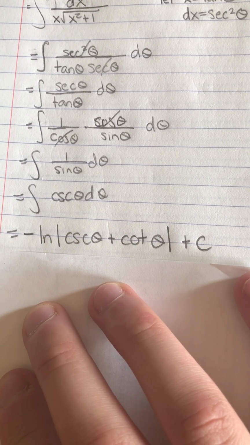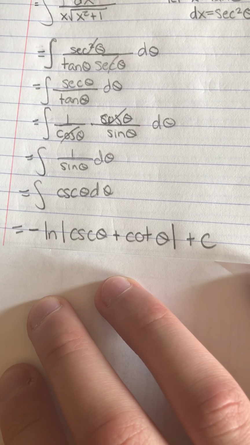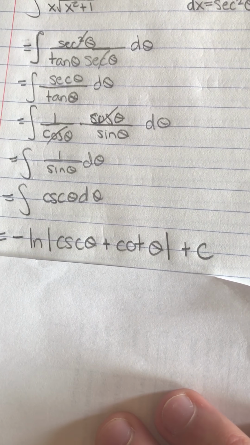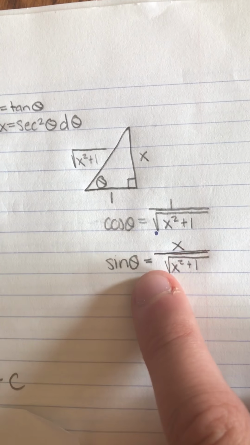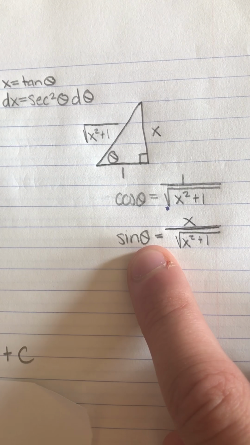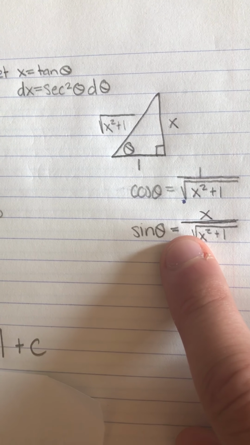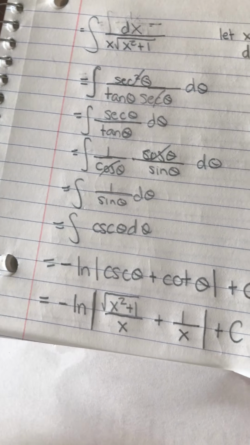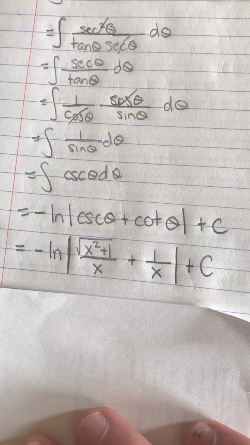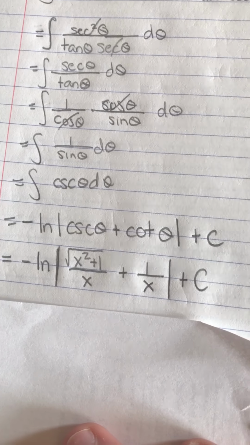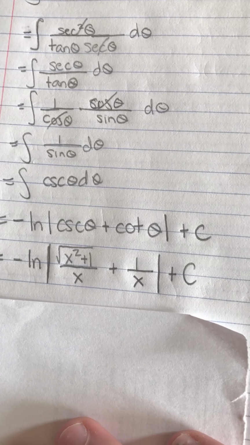Now that we have our integral solved, we can plug back in the x values from our triangle to solve. Now we know that 1 over sine is cosecant, so we can take this and flip it around to get that. And cotangent is 1 over tan, so we can flip this around, and we end up with negative ln absolute value of square root of x squared plus 1 over x plus 1 over x plus c. And that is our final answer.